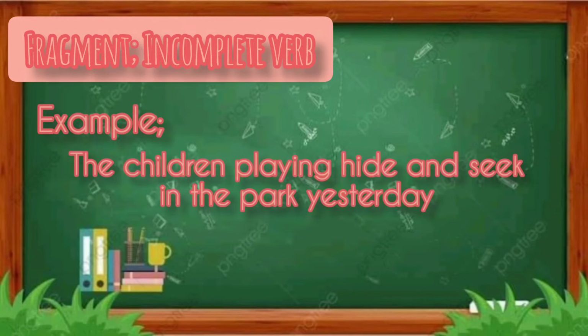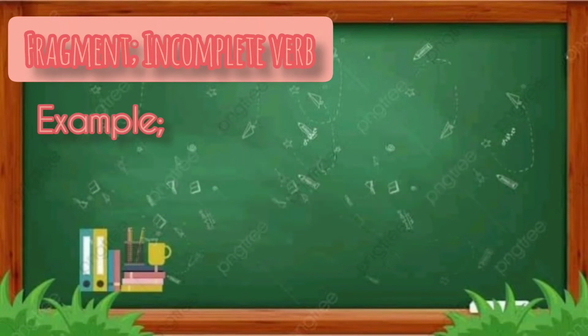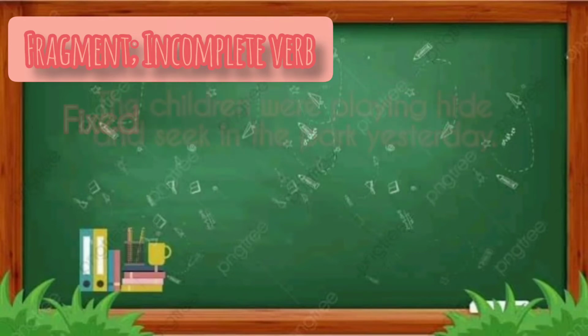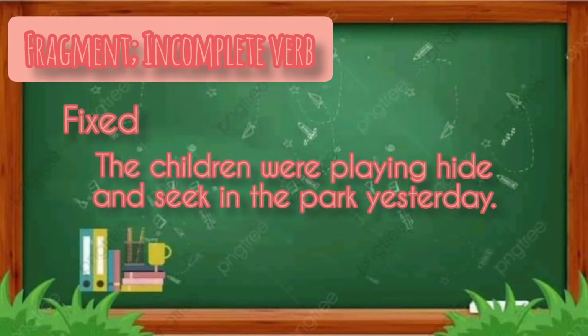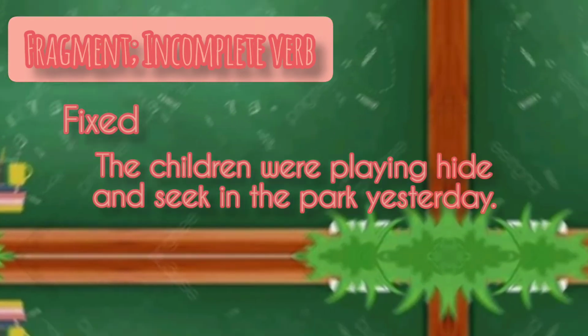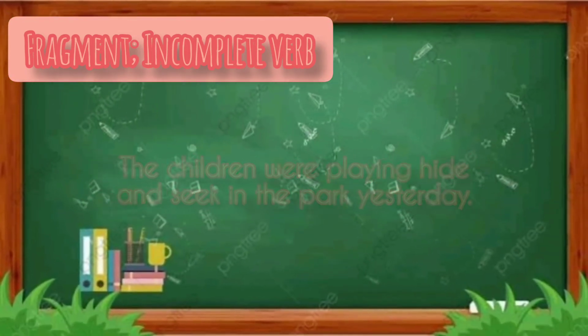Second example: The children playing hide and seek in the park yesterday. There is something incomplete in this sentence. Here's how to correct it: The children were playing hide and seek in the park yesterday. We simply applied what we learned in the first example by adding the auxiliary or helping verb were in order to complete this verb phrase. So the sentence is now complete.